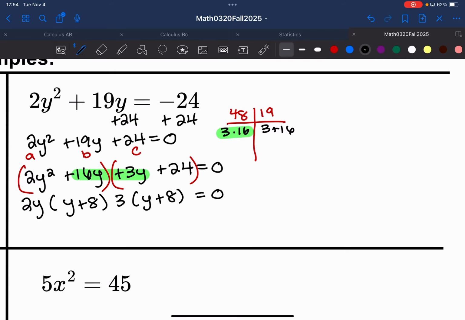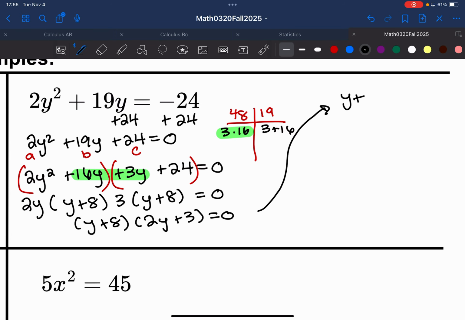Okay, so from here, what would be my next step? y plus 8 and 2y plus 3 equals 0. Okay, so then I have to set them each separately equal to 0. So I have y plus 8 equals 0, and then 2y plus 3 equals 0, and I have to solve for each of them.